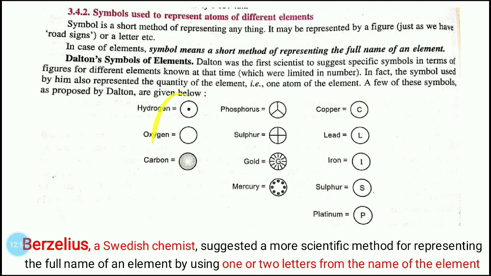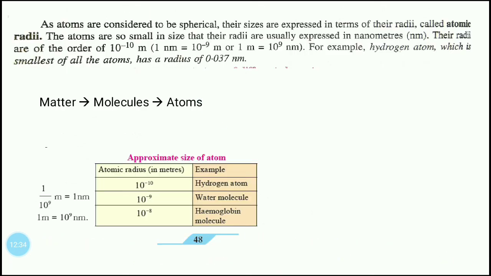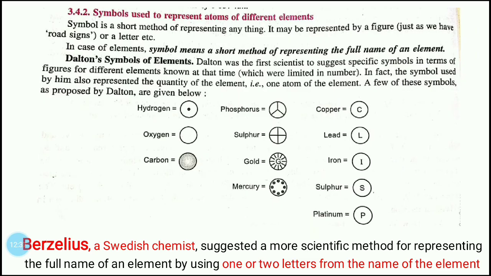So at that time, there was a Swedish chemist, Berzelius. He suggested a more scientific method for representing the full name of an element by one or two letters from the name of the element. He was the first person to suggest: why don't we represent an element by the first letter, or first two letters, of its name? It actually clicked. So the modern symbol of elements is actually the gift of Berzelius.